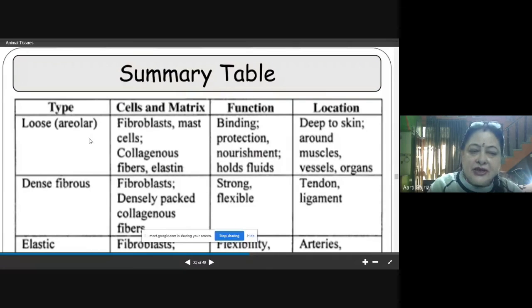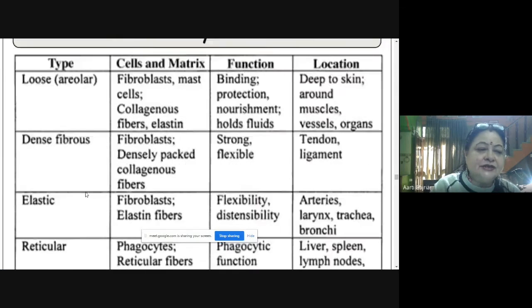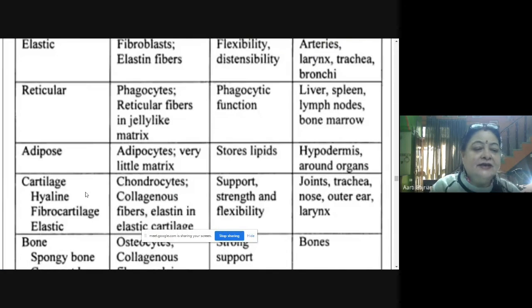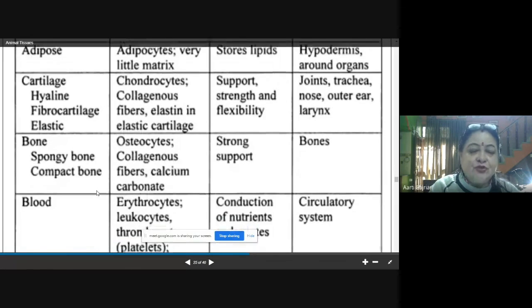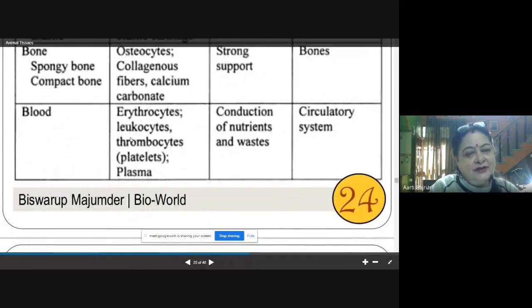The loose connective tissues are there. Areolar is one of them. Then the dense ones are there. In dense regular you will find tendons and ligaments. Then there is elastic. Then there is cartilage, which is supportive. Bone, which is also supportive. Then blood is the fluid.